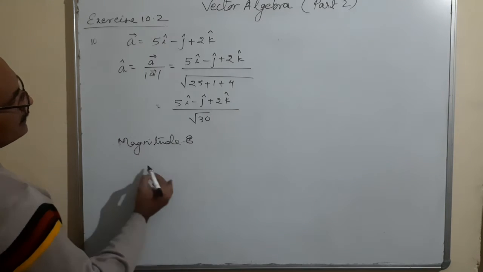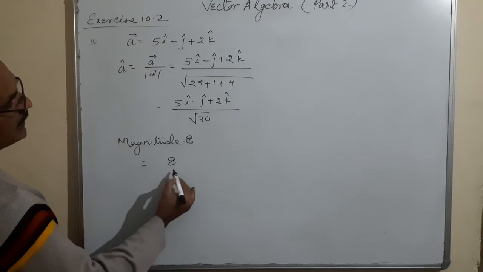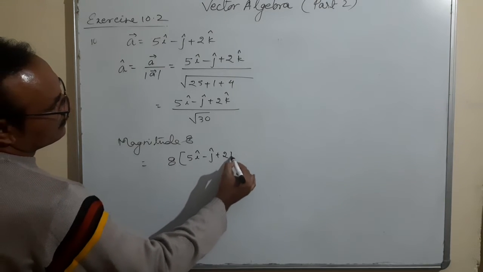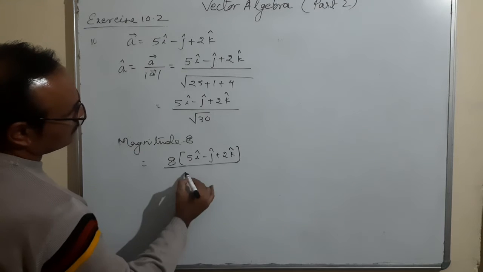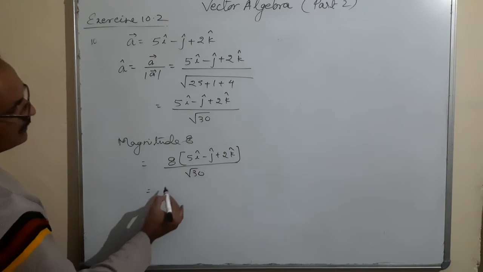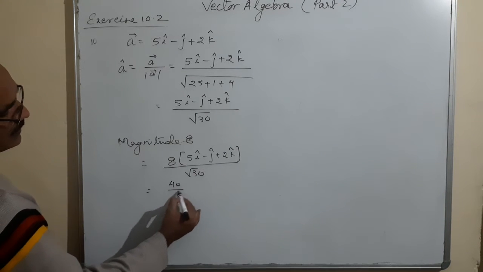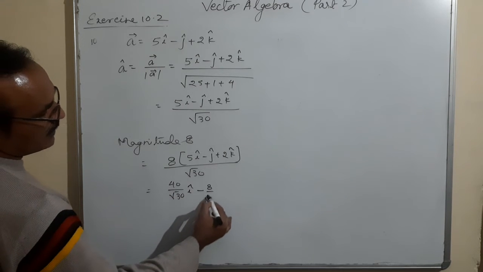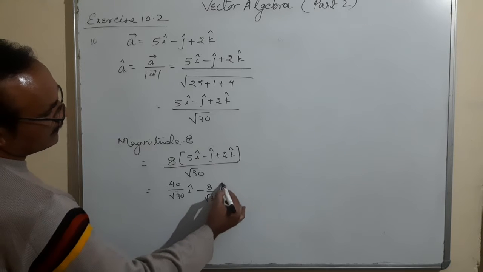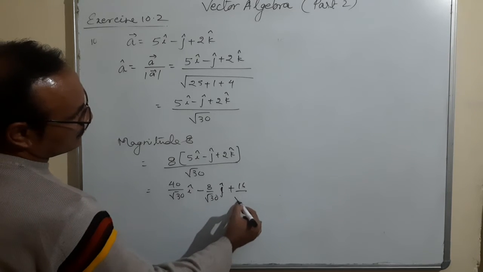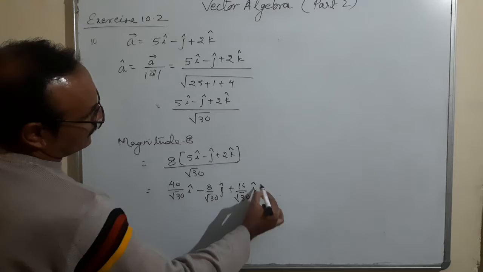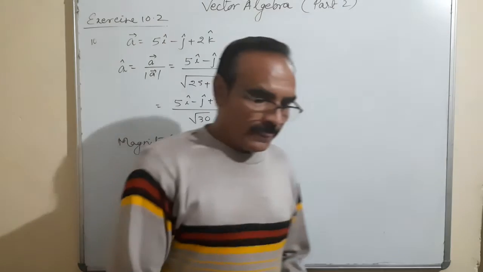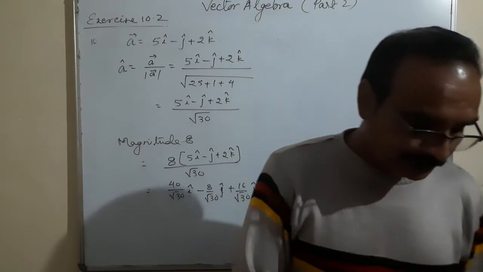Magnitude 8. That means this 8 is multiplied with (5i minus j plus 2k) upon under root 30. So 8 times 5 is 40 upon root 30 i, minus 8 upon root 30 j, and plus 16 upon root 30 k. This 8 is multiplied inside. Okay. So question number 10 is done.